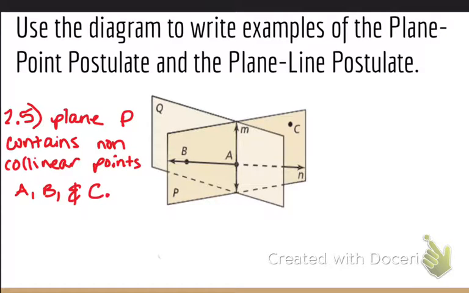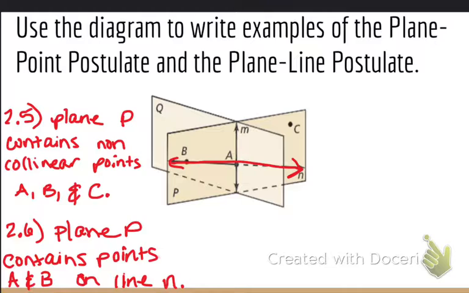See if you can do 2.6 on your own. 2.6 says, if 2 points lie in a plane, then the line containing them lies in the plane. See if you can find a specific example for that postulate. Okay? Everybody get that? Okay.